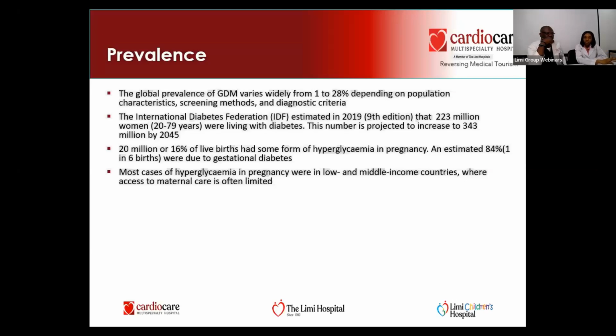Most cases of hyperglycemia in pregnancy were in low and middle income countries, where access to maternal care is often limited. Okay. From the numbers we have here, you see that the numbers are increasing as the days go by. And there's a projection of 343 million, not even just diabetic people, pregnant, gestational diabetes, sorry, and it is usually high in low and middle income countries.